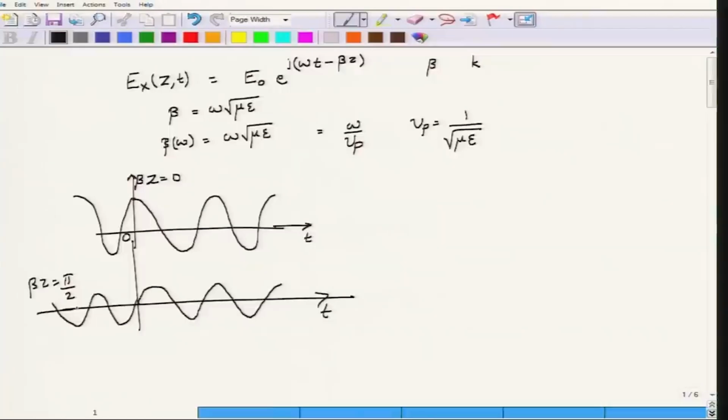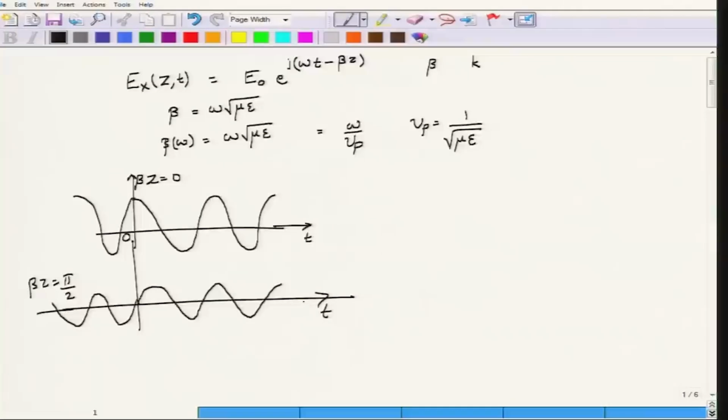So, if I were to hook up two oscilloscopes, one oscilloscope at z equal to 0 and the other oscilloscope at beta z equal to pi by 2, or z equal to pi by 2 beta, then I will see that the wave at z equal to 0 is slightly different from the wave at the other point. The properties remain the same.